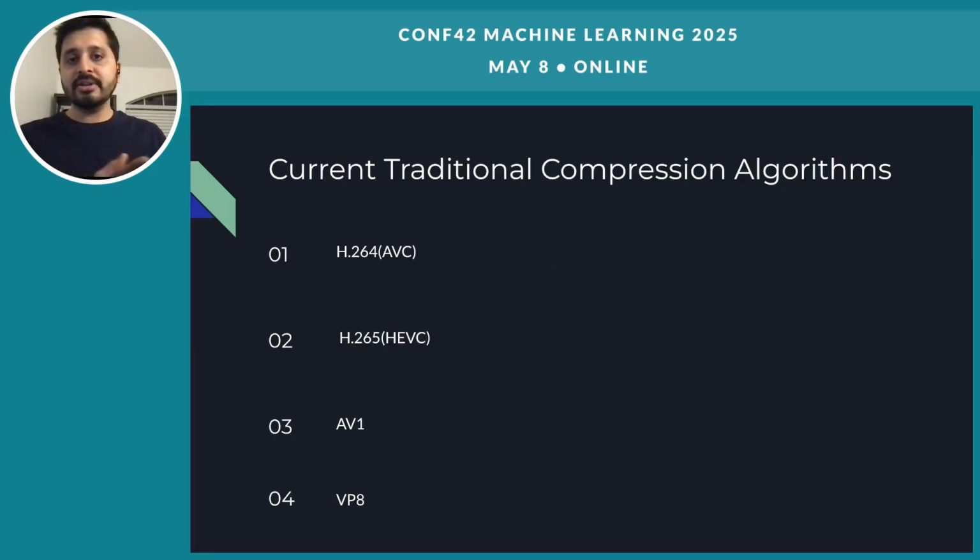In the current traditional compression algorithms, these are the formats we have been using: H264, H265, AV1, VP8. These could be familiar or unfamiliar, but all of these traditional algorithm methods are being used to store MPEG files, MP4s, MP5s for audio, and MPEG files for videos. These are the algorithms used at the backend for the compression of videos.